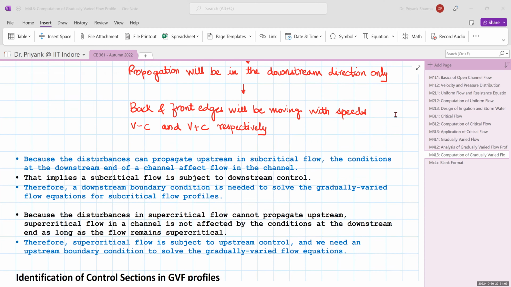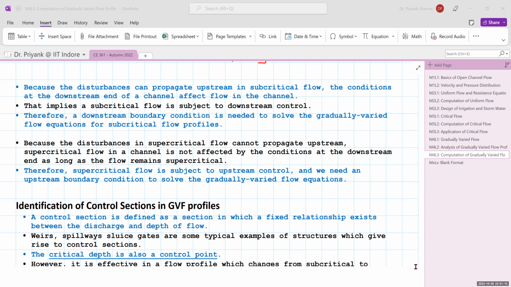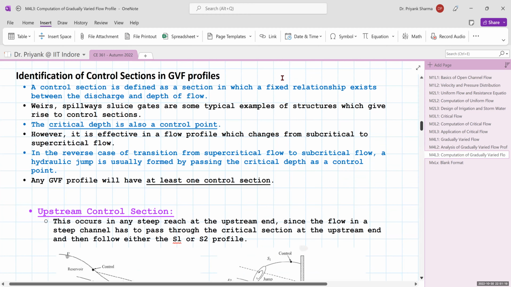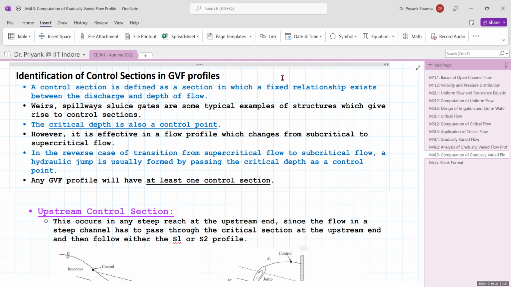So with that basic understanding, we move ahead and see how the control sections are identified when we are analyzing the GVF profiles. Just to recall, a control section is one where we have a definite relationship between depth and discharge. So your weirs, spillway, sluice gate, etc. are some of the examples of the control sections.